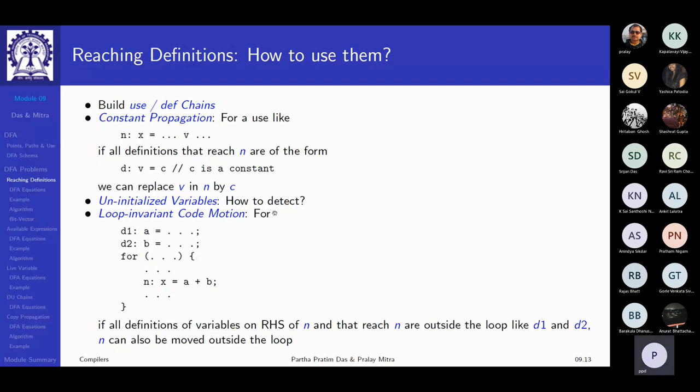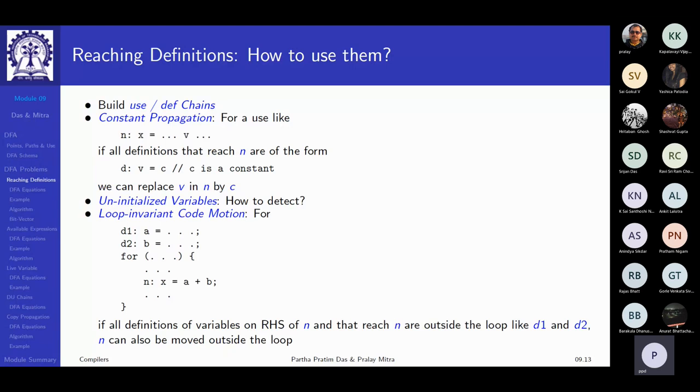Then we can obviously detect uninitialized variables. If we have a use where no definition of that variable reaches, then we have an uninitialized variable being used. We can do loop invariant code motion. What does that mean? Suppose, consider this loop and consider the statement N where X is assigned A plus B. Now, there will be definitions of A and definitions of B that reach this point. Now, if I find that all definitions of A and of B that reach the point N happen to be outside the loop, all of them, then it is safe to move this particular statement outside the loop. If there is any definition within the loop which reaches N, then we cannot do it.